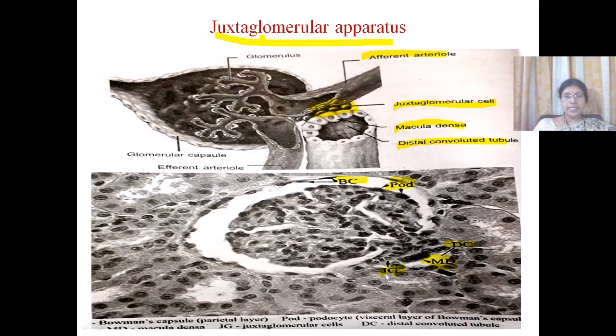Juxtaglomerular cells secrete renin in response to stimulation of the beta-1 adrenergic receptor and a decrease in renal perfusion pressure, that is, a decrease in blood volume and blood pressure at the efferent arteriole detected directly by the granular cells. And the third is a decrease in sodium chloride concentration at the macula densa. Often it occurs due to a decrease in glomerular filtration rate.